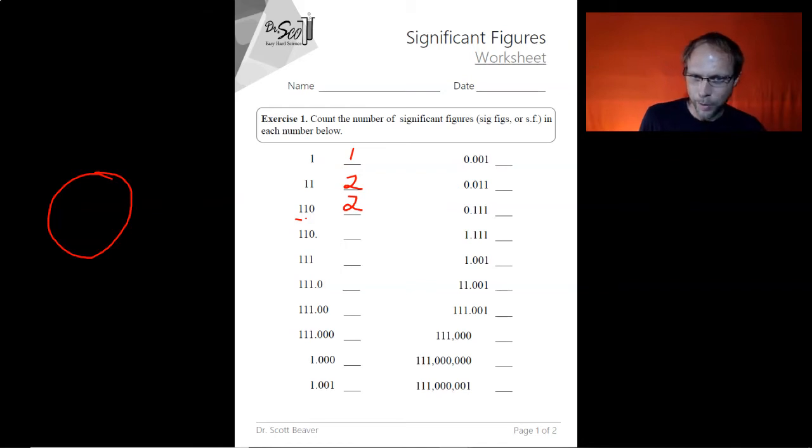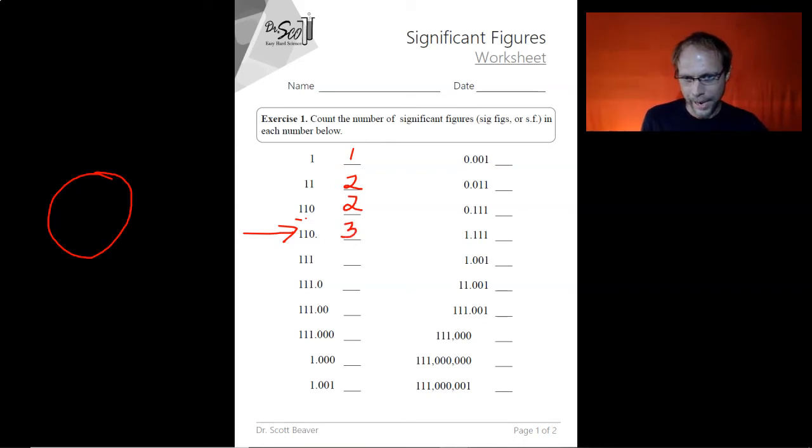And you can compare that with the next one. Note that we have 110 dot. Zeros to the right, these trailing zeros, they count if there's a decimal. Now there's a decimal, all of the digits are significant.